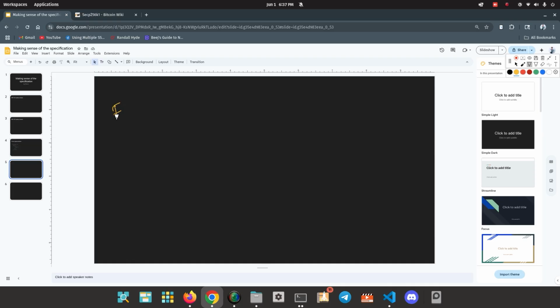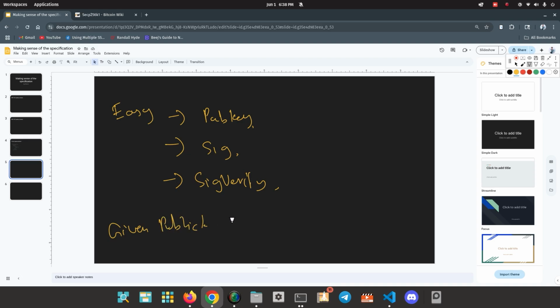So it is easy to create the public key, easy to create the signature, easy to verify the signature, but given the public key, it is hard. Hard means computationally infeasible. It is not even computationally possible to derive the private key. Why is that the case? I will explain that in the next video.